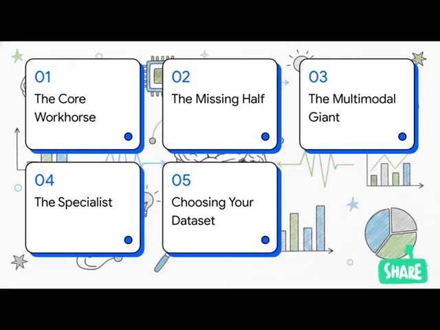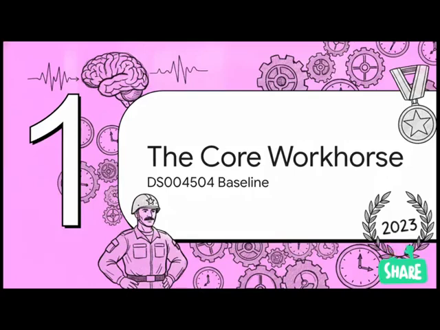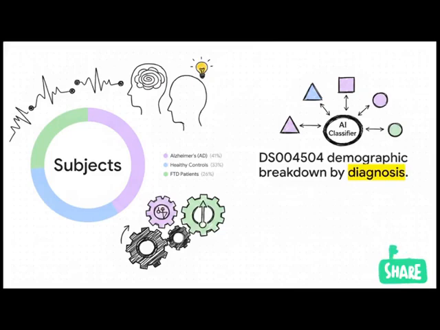So to fix this, here is your map to the open-source gold mines. We're going to cover the core workhorse, the missing half, the multimodal giant, the specialist, and wrap up with a cheat sheet for choosing your exact dataset. Starting off with Section 1, the core workhorse, dataset DS004504. Released back in 2023, think of this as your reliable veteran.